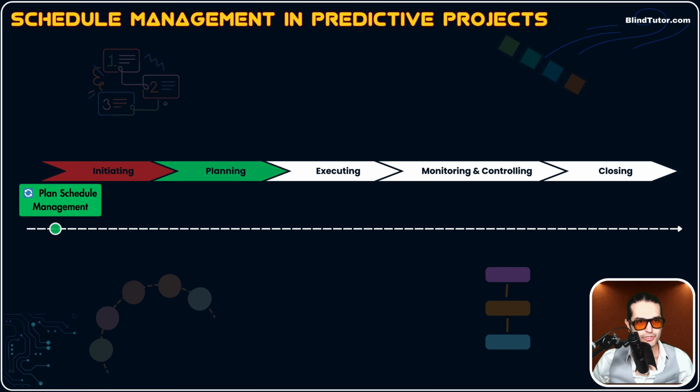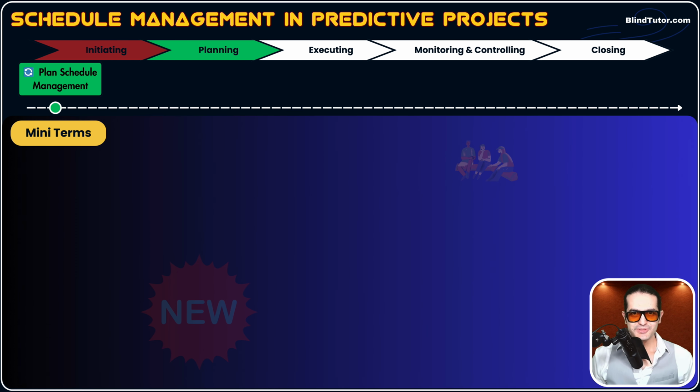Let's start our first process, which is plan schedule management, which happens in the planning phase of the project. Let's get it done. All right. Look up there, guys. Schedule management in predictive projects. What phase? Planning phase. What process? The first process, plan schedule management.